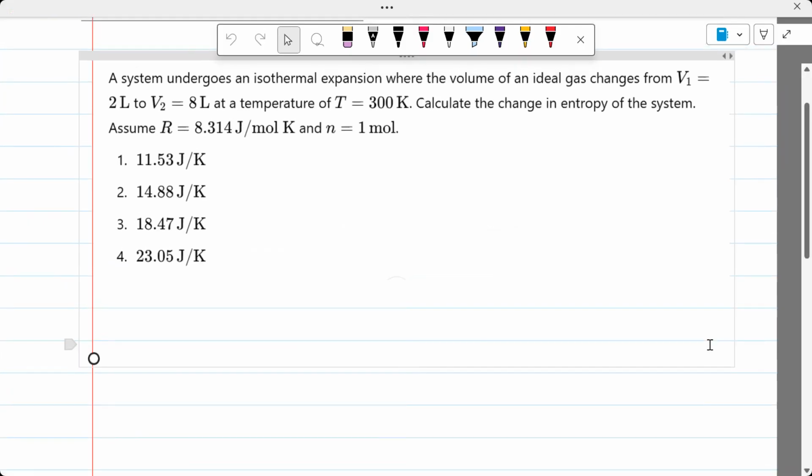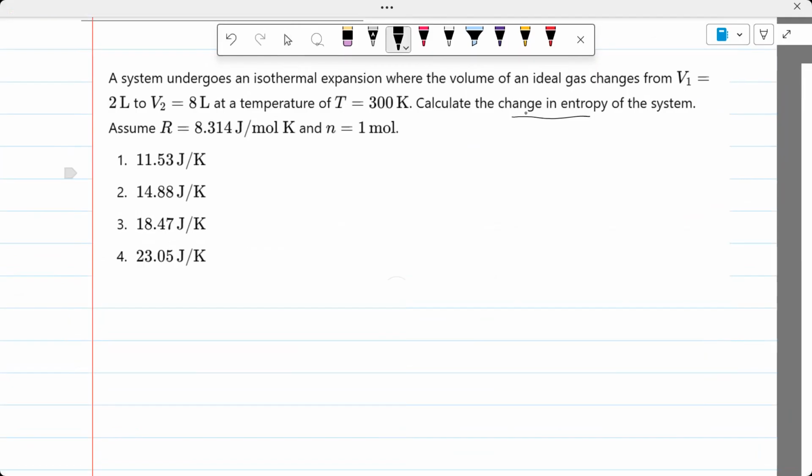So in this question, I'm studying an ideal gas. A system undergoes an isothermal expansion where the volume of an ideal gas changes from V1 equal to 2 liters to V2, which is equal to 8 liters at a temperature of 300 K. We want to find the change in entropy of the system. One important thing to note about an ideal gas is that we can actually rearrange a formula for the change in entropy according to the values of Q.